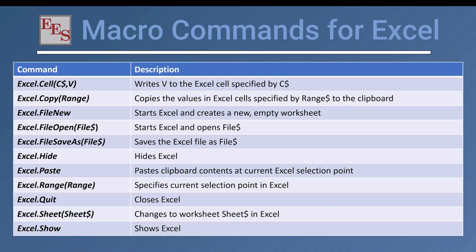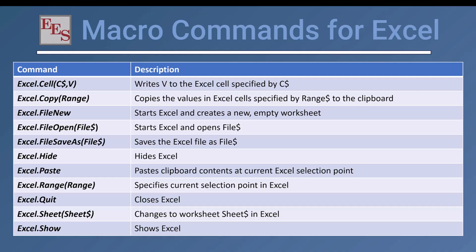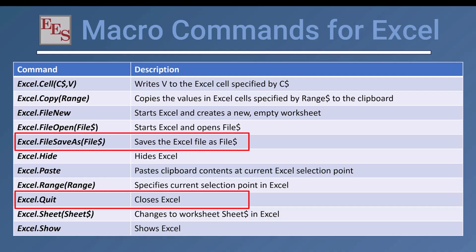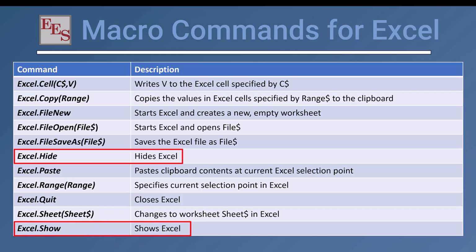They kind of fall into different categories. There are some commands that open Excel, so you can see file new and file open. Those would open up Excel. All of these commands start with Excel dot, just to be clear that it's an Excel command. There are commands to save and quit. So there's save as, and then there's Excel.quit down here. You can show Excel when you're doing the commands, or you can not show Excel, and that would be controlled with the show or the hide command.